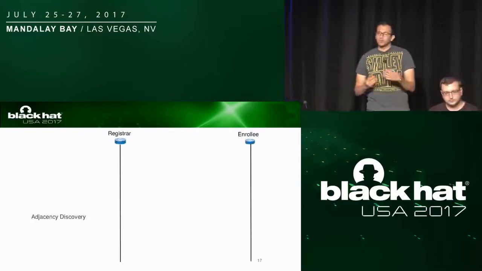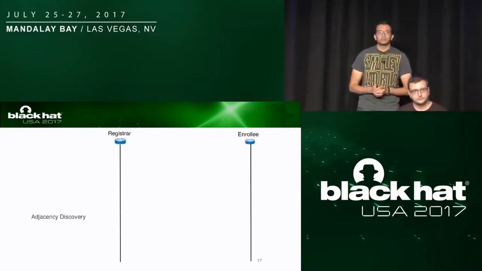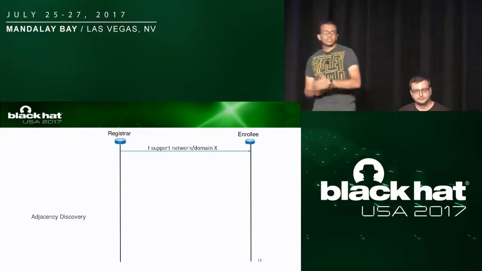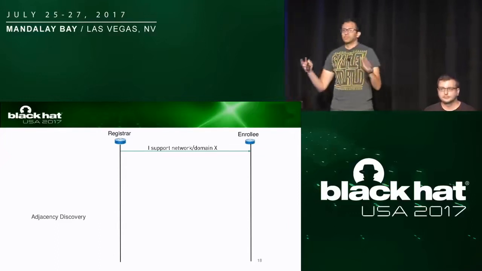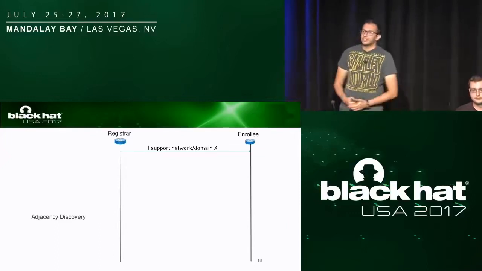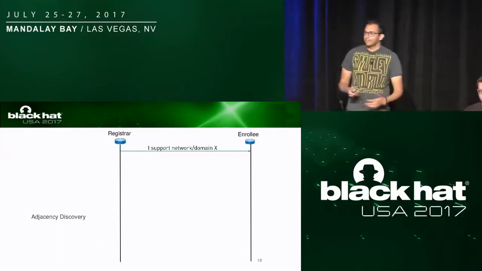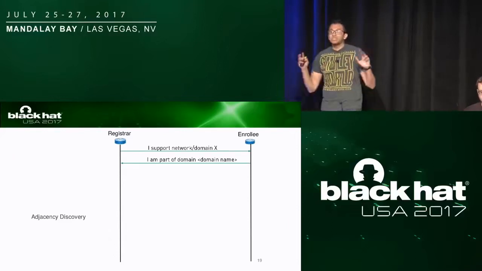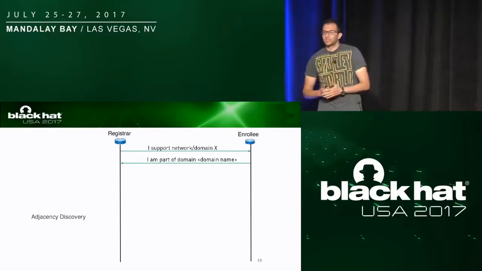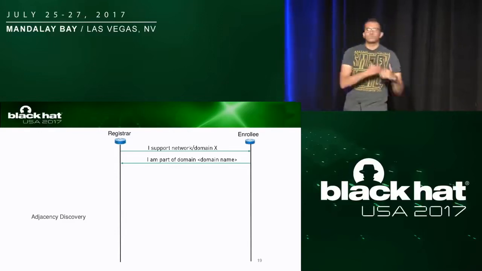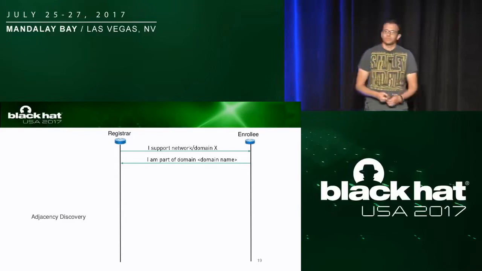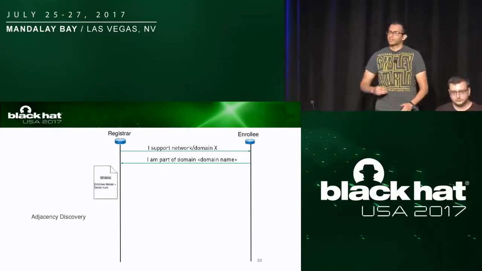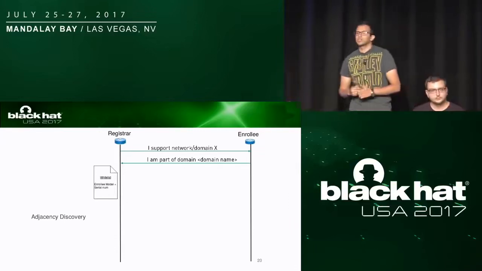Here is a small diagram to help understand what we have just described about the adjacency discovery. The register starts by sending, hey, I support domain X, I support ERNW.DA, and I'm asking if you would like to connect to mine. If the enrollee responds back with an empty domain name, it means I would like to join. Else, it means I am part of another domain, so let's just be neighbors, nothing more. The register will then check its whitelist, see the serial number of the device, and see whether it's allowed or not.